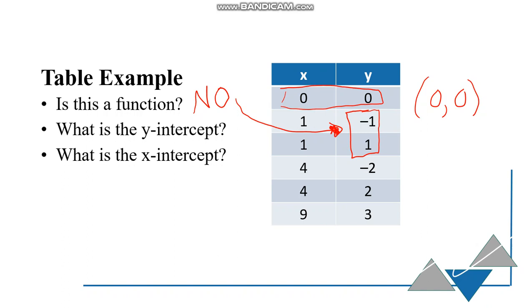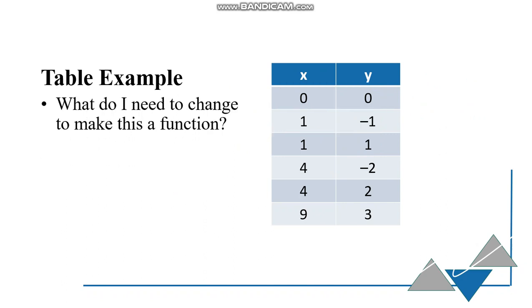My y-intercept, again, I'm looking for one where x is equal to 0. The y-intercept is 0, 0. The x-intercept is 0, 0. So what do I need to change to make this a function? Well, I need to only assign x's to one number. So if I got rid of anything that maps to a negative number, if I could get rid of those 2 points, then I would have a function.